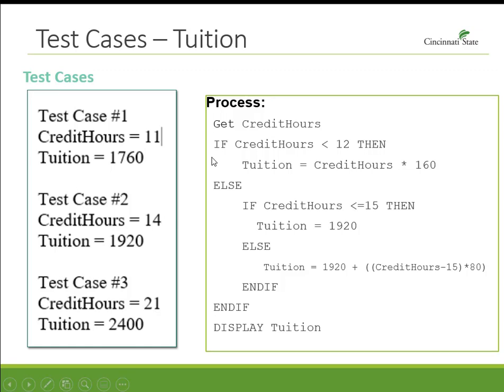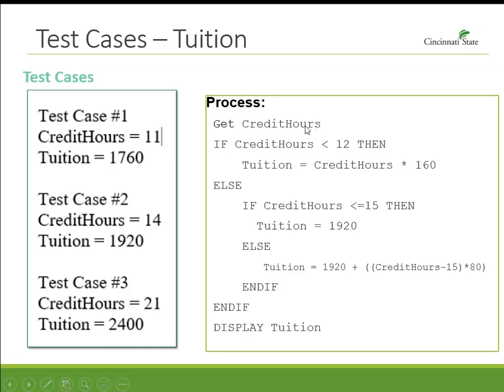Credit hours 14. We get credit hours. If credit hours less than 12, it is not. So we come down to this else statement and we check if credit hours less than or equal to 15, which it is. So now we are going to say tuition is 1,920. That's our answer. Display tuition. Let's look at test case 3.